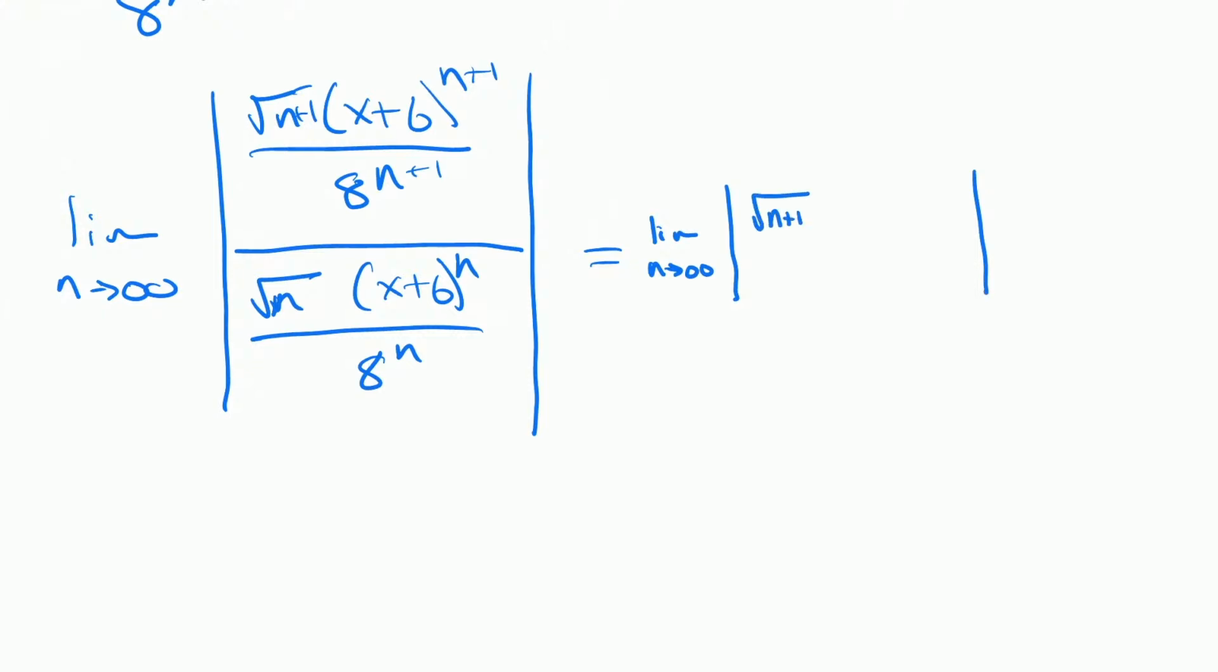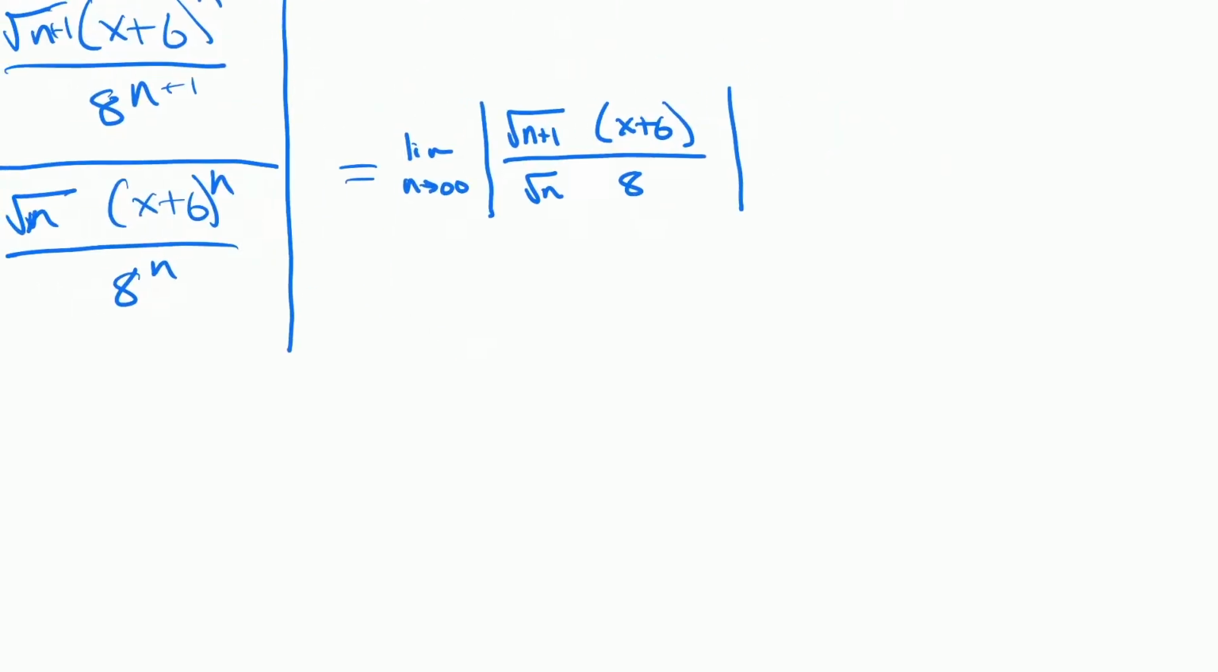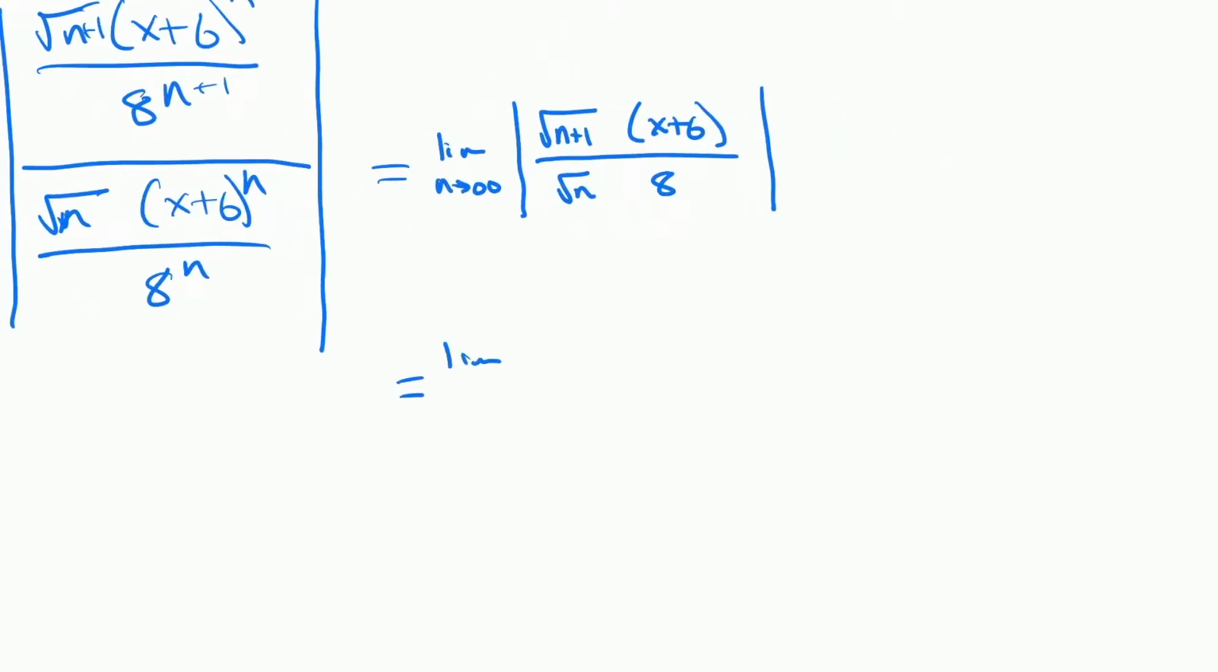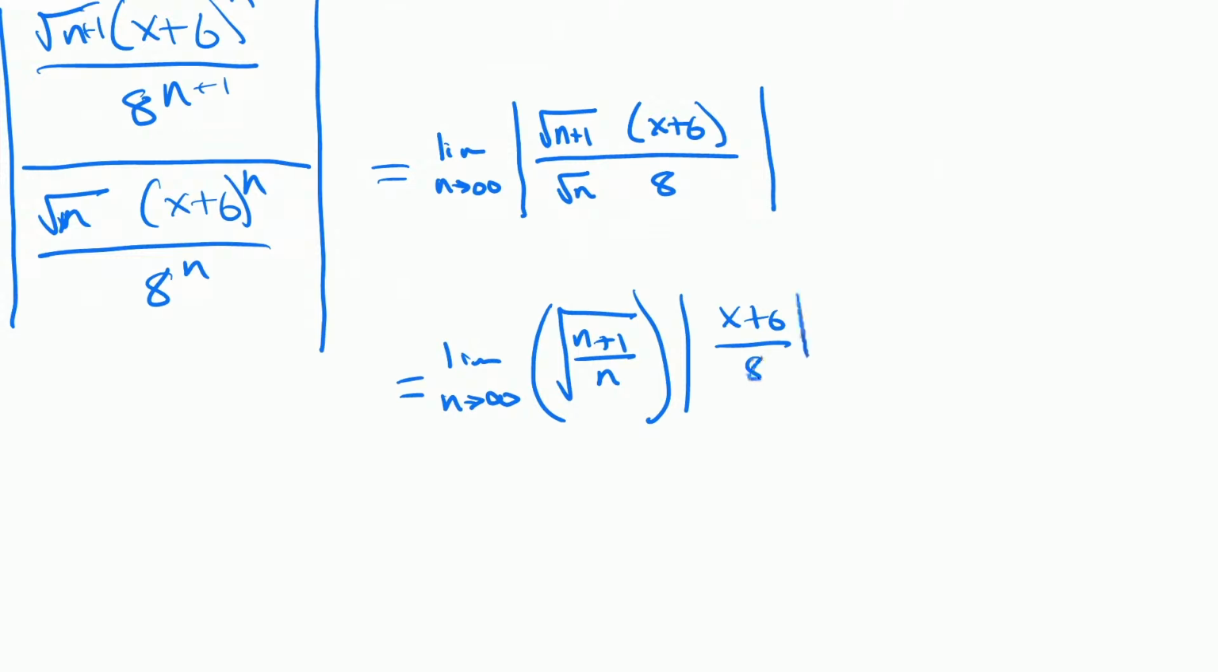But we have radical n plus 1 times x plus 6 all over radical n times 8. So a bunch of stuff canceled. Technically what I did was I flipped this one, multiplied, canceled the extra 8s and the x plus 6s. Let me just do one more thing. So this is going to equal the limit as n approaches infinity of radical n plus 1 over n times x plus 6 over 8.